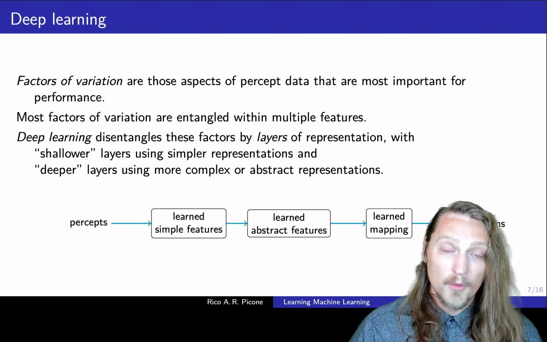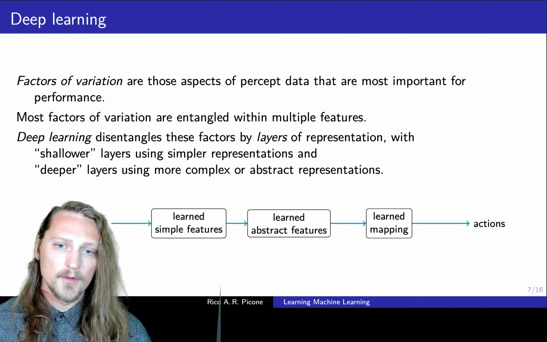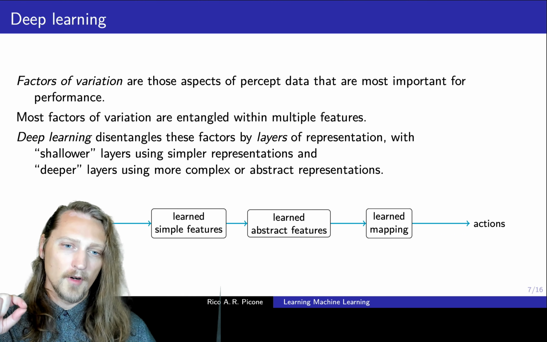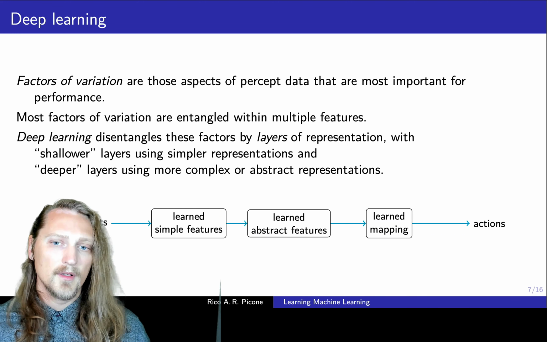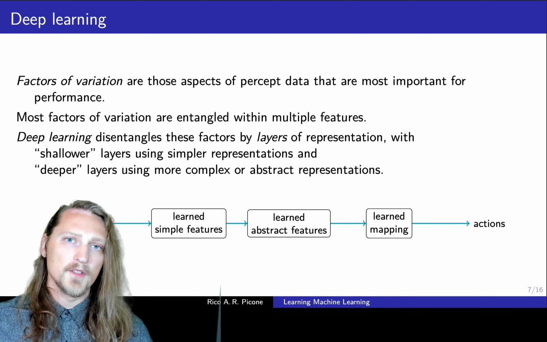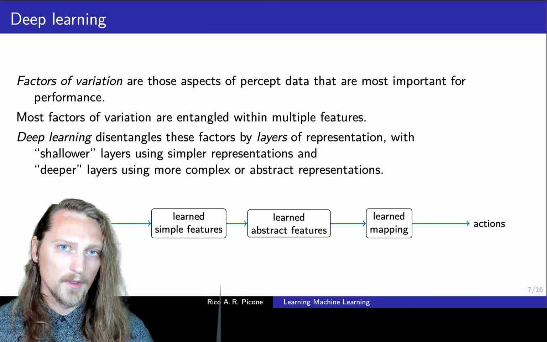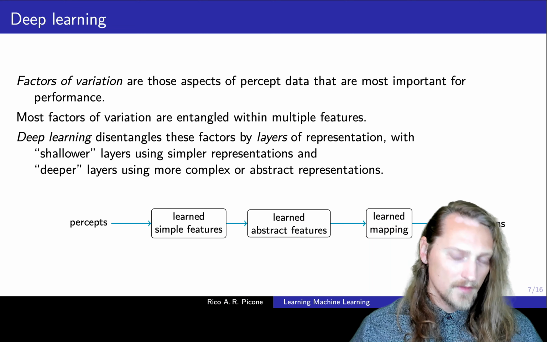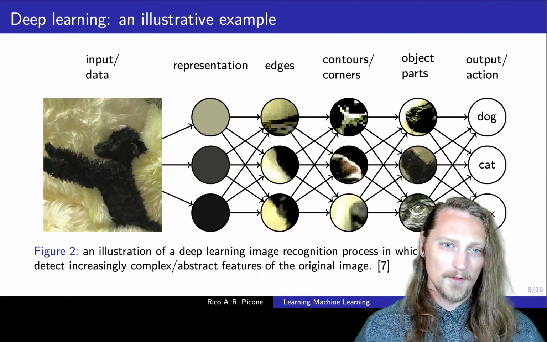So we can have multiple layers that tune into different features, and that tune in from simple features to more abstract features that build up. And then finally, from those abstract features, we have to also learn a mapping to actions, just like we originally had in machine learning. So this is the deep learning example that I'll give you.